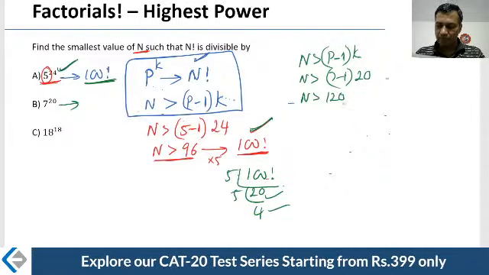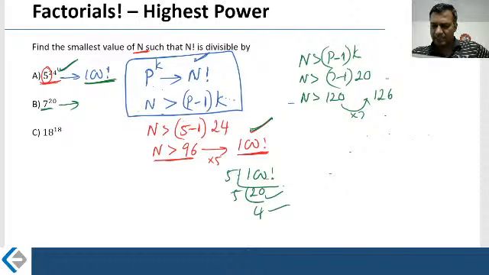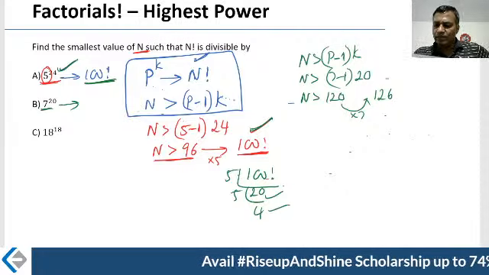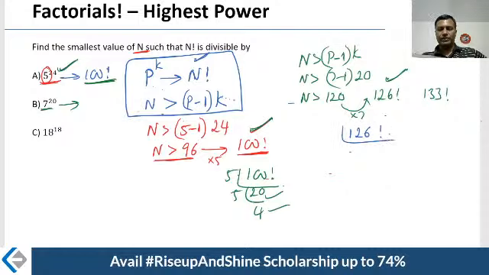At the same time, it should be a multiple of 7, because I'm looking for the powers of 7. What is that number therefore? 126. Your next pit stop is 126, a multiple of 7 greater than 120. What if it is not 126? Try 133. But in all likelihood 126 is going to be my answer, so let me try it first.